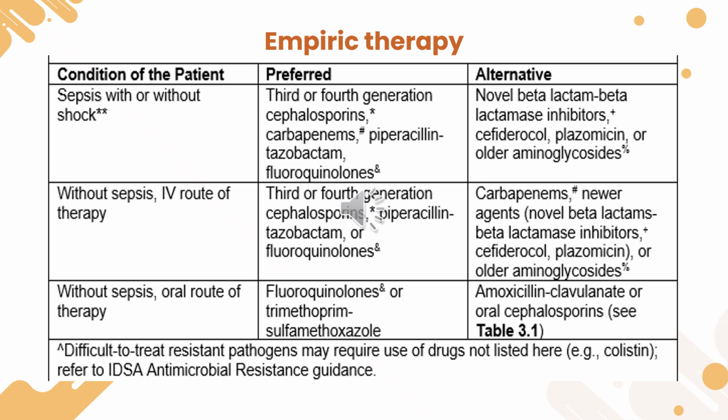Without sepsis, IV antibiotics preferred are third or fourth generation cephalosporins, piperacillin tazobactam, or fluoroquinolones. Alternatives are carbapenems, newer beta-lactam, beta-lactamase inhibitor agents, cefiderocol, or older aminoglycosides. Without sepsis, oral antibiotics are fluoroquinolones or trimethoprim sulfamethoxazole; alternatives are amoxicillin clavulanate or oral cephalosporins.